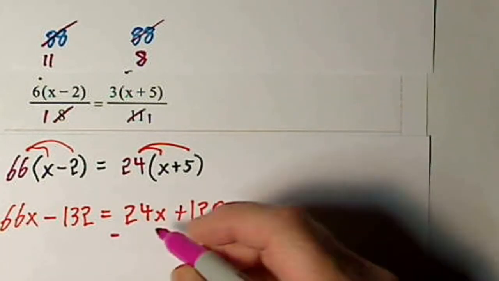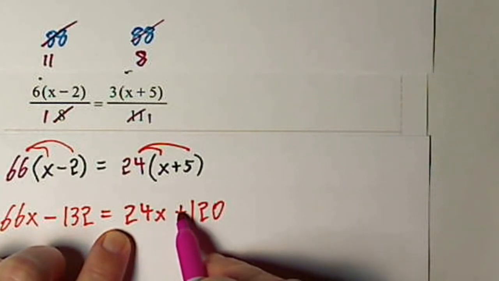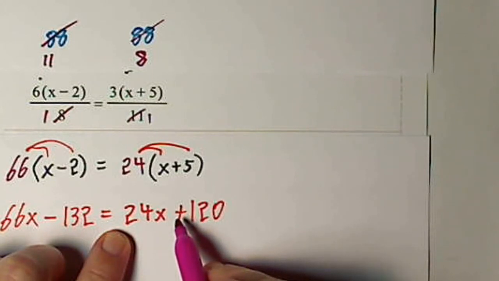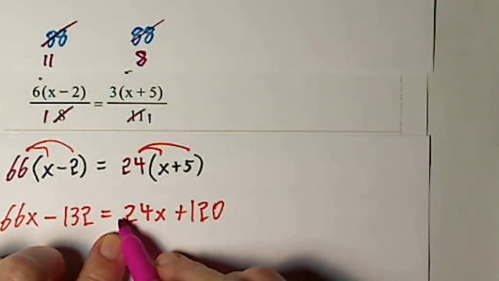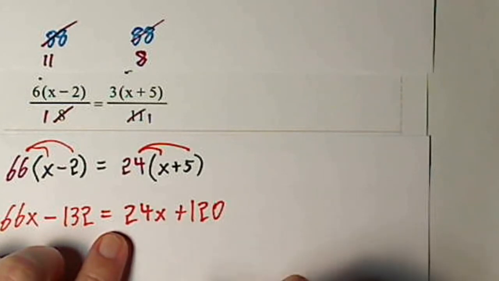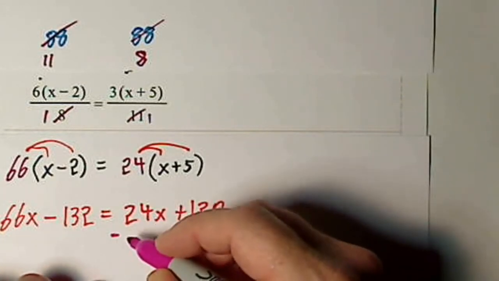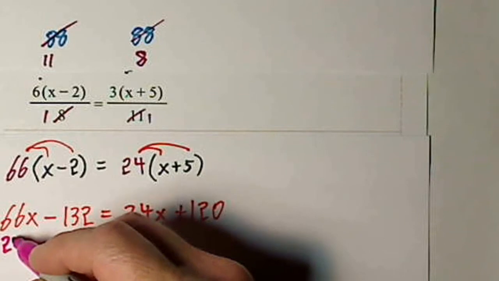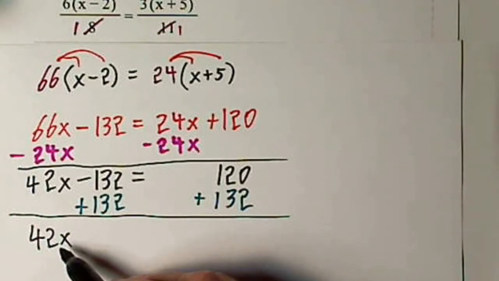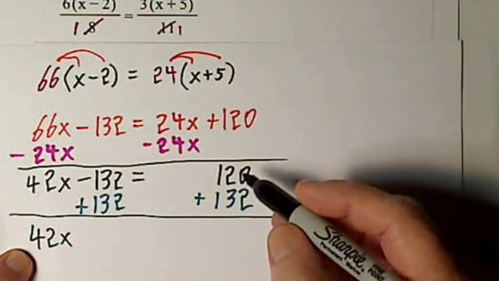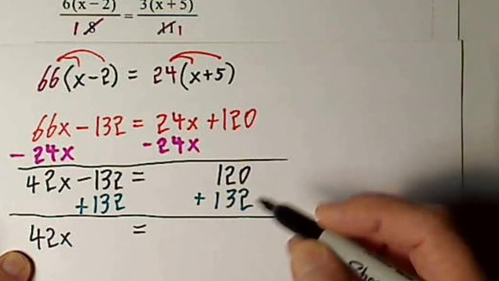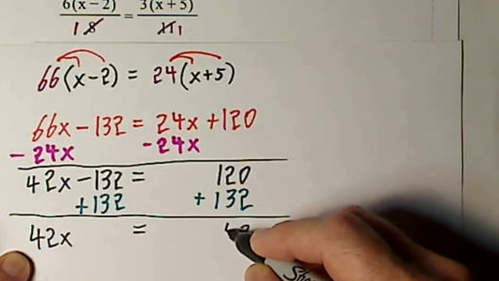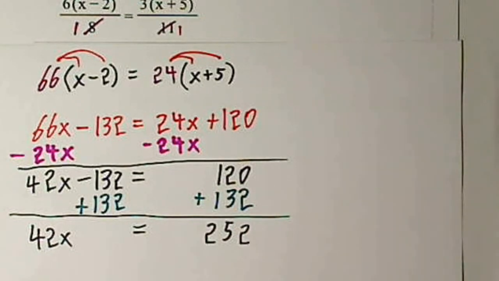So this 24x is held by addition or subtraction, so the opposite operation is achieved by using the opposite sign of this term. This is a positive 24x, so underneath it I put negative 24x. I have to do the same thing on each side. Alright, so we've got, bring down your 42x, and bring down your equal sign. And now we want x by itself, so let's get rid of that 42.